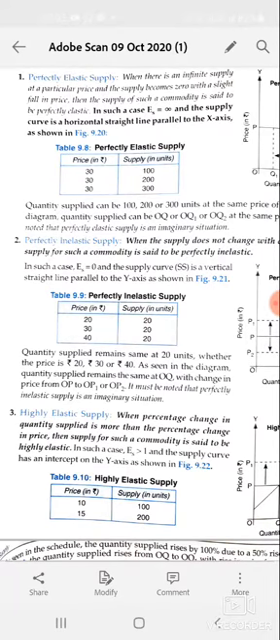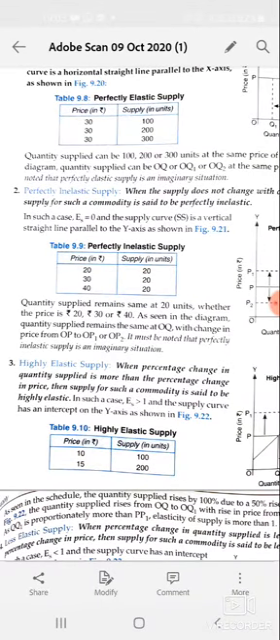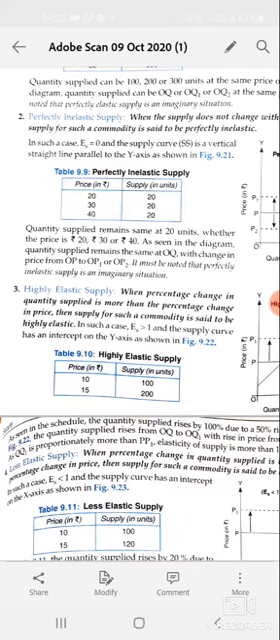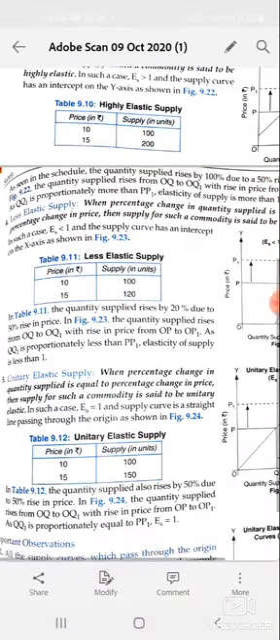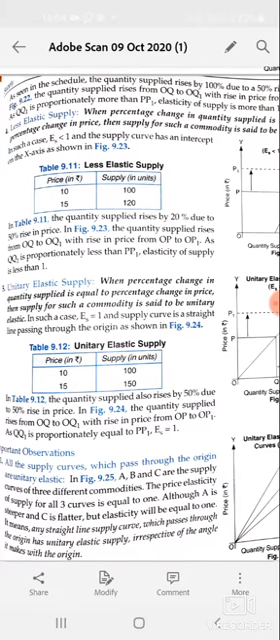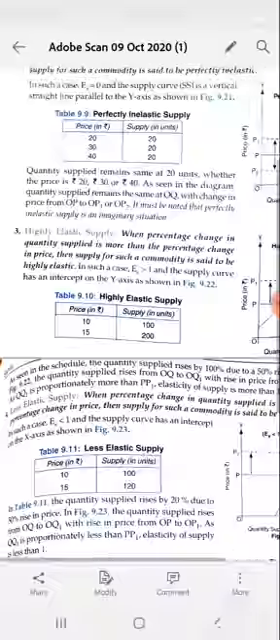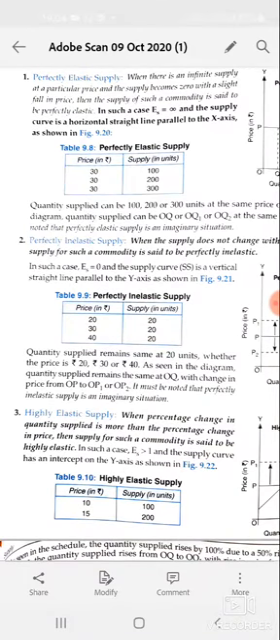Number first, perfectly elastic supply. Second one is perfectly inelastic supply. Third one is highly elastic or more than unit elastic supply. Fourth one is less than elastic or less than unit elastic supply. And the last, fifth one is unitary elastic supply. In today's class, we will discuss these 5 degrees, or you can say 5 types, of elasticity of supply. Let us discuss these one by one.